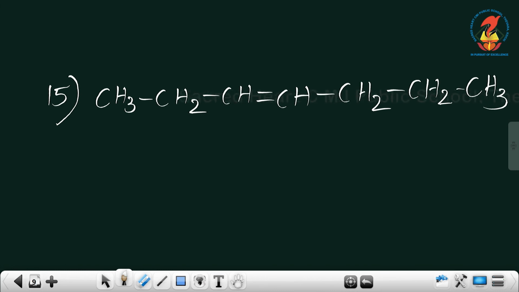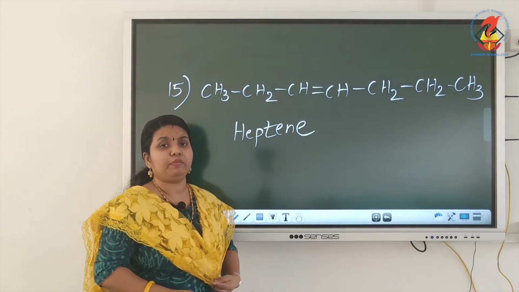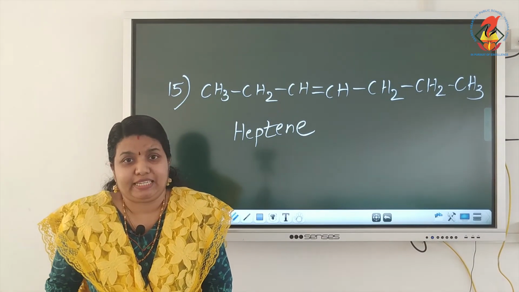Now question number 15. Please count the number of carbons: 1, 2, 3, 4, 5, 6, 7. For 7, the word root is hept. Look at the nature of the bond. There is a double bond, so we write ene, heptene. There is no other functional group present. So the name of the compound is heptene.